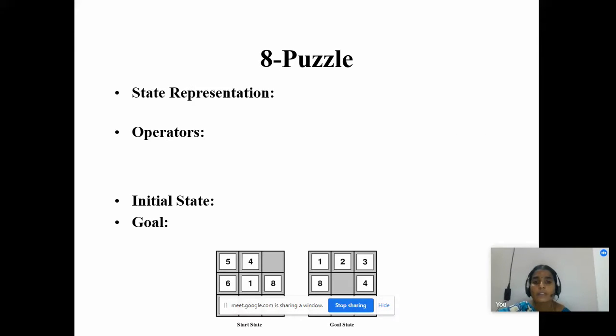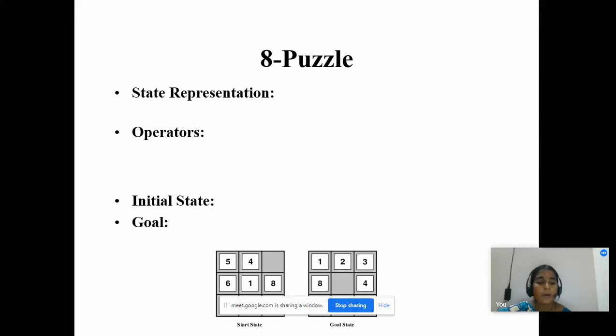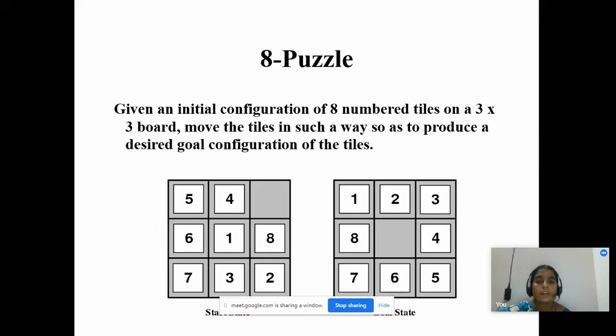So what is the state representation here? It's a 3x3 board. And what are the operators now? In which way can we move the grid? In this example we can move from left to right, right to left, up to down and down to up. These are the operations we are going to perform.